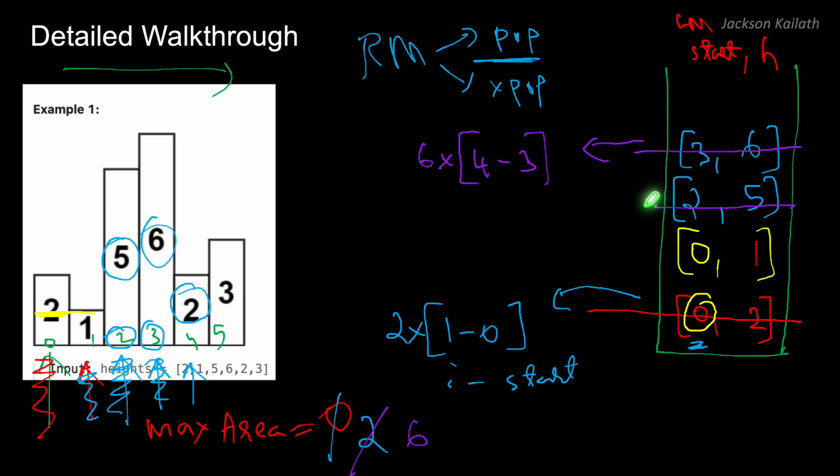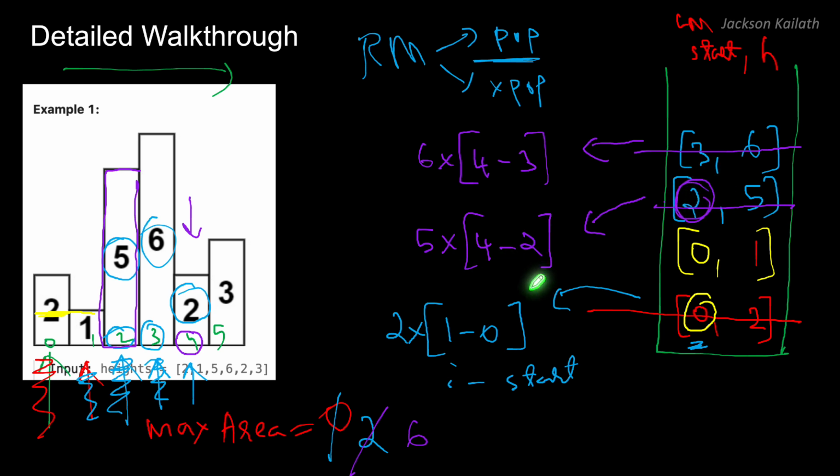Now when I pop this, I'll find the maximum area that I can form using this bar completely, which would be its height, which is 5, into where the pointer is, which is 4. The pointer is still over here, right? We are over here. So that's 4 minus the start value over here, which is equal to 2. Now 5 into 4 minus 2 is equal to 10. And that's the area that we're getting over here. And 10 is greater than 6. So let's update our max area to 10.